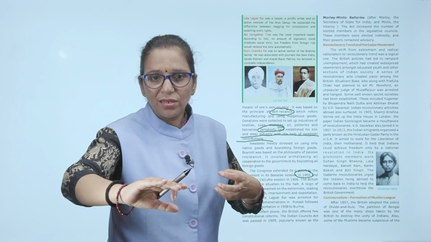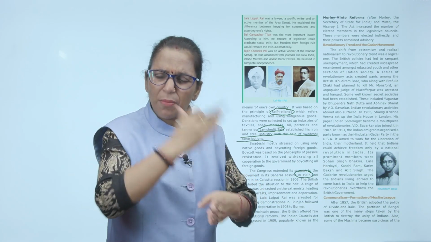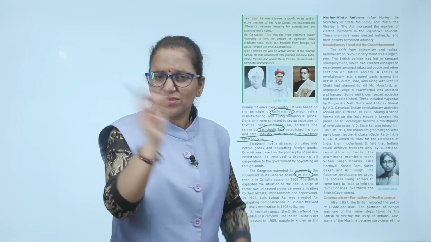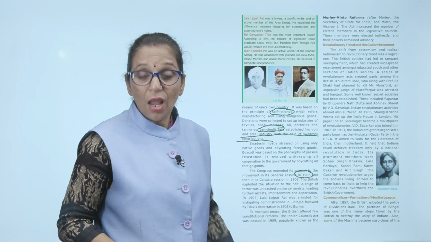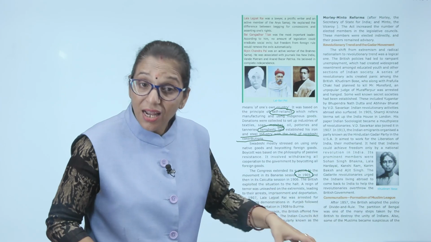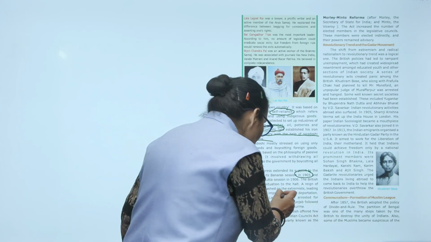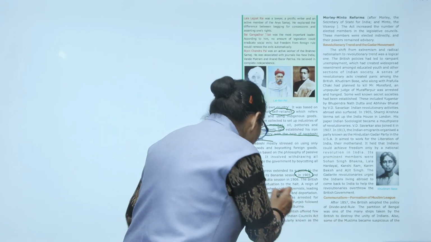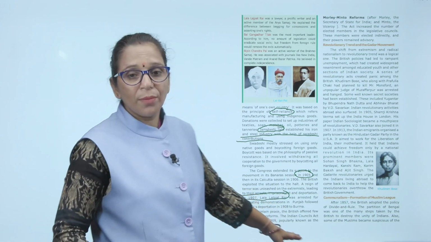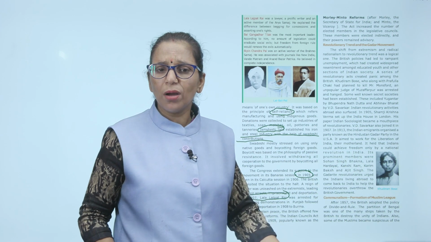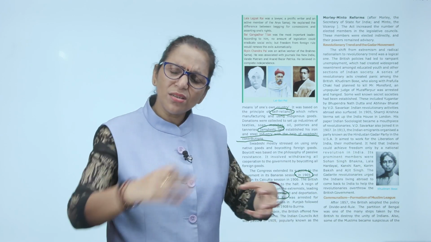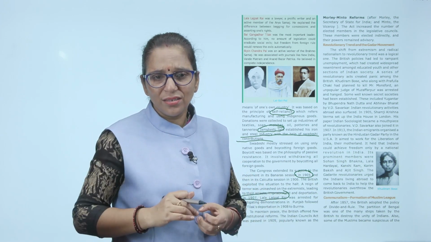A reign of terror was unleashed. The extremists were brutally beaten up, imprisoned, killed, leading to their arrest, imprisonment, deportation. In 1907, Lala Lajpat Rai was also arrested for instigating demonstration in Punjab, followed by Tilak's deportation in 1908 to Burma. What can they do? They just arrest our leaders.